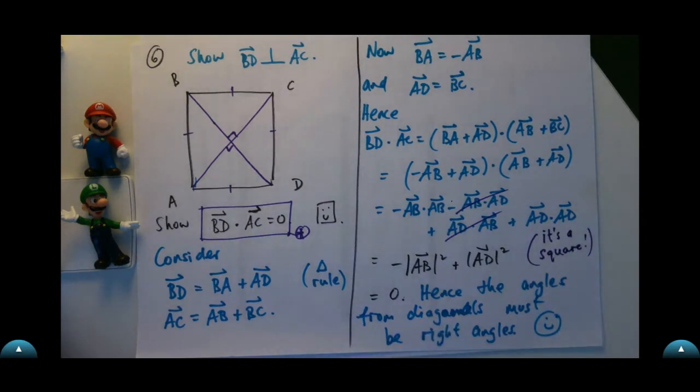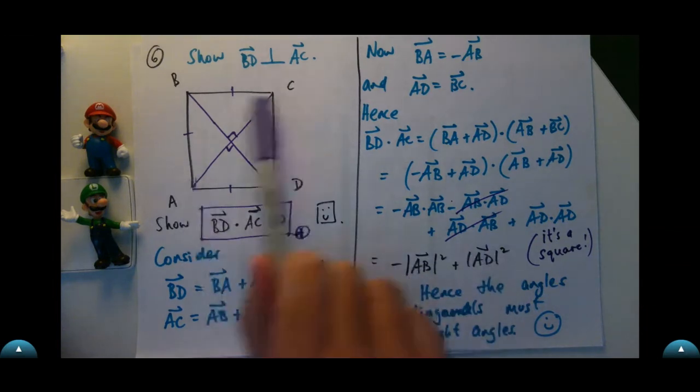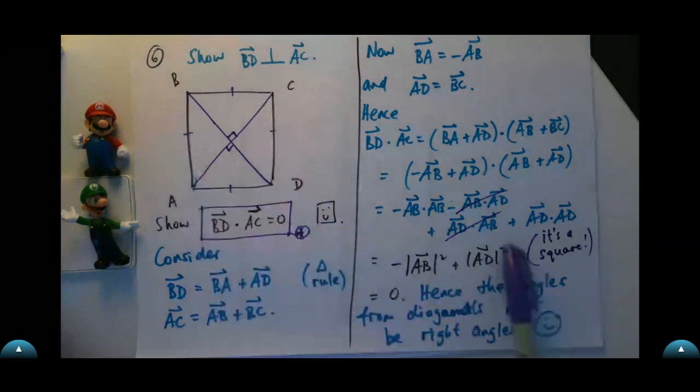Okay. So it wouldn't work unless it was a square, or if this was a rectangle, you couldn't say that, right? So, yeah.